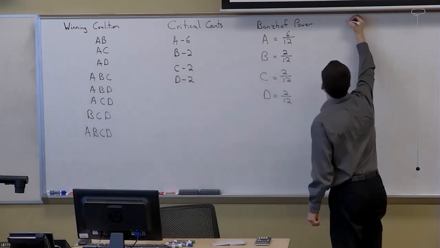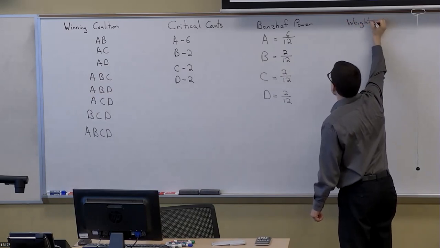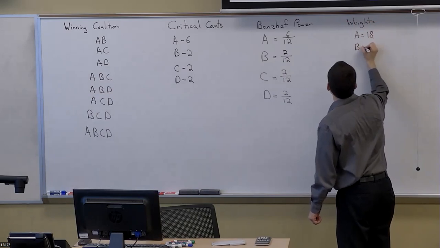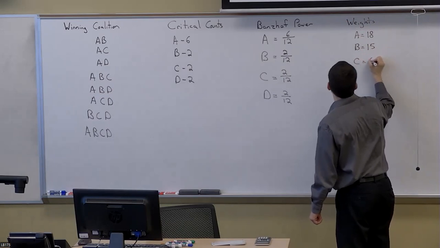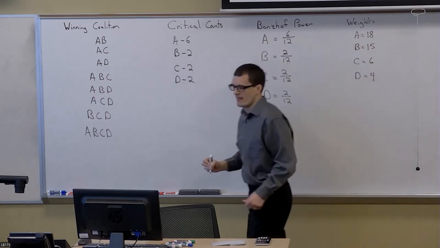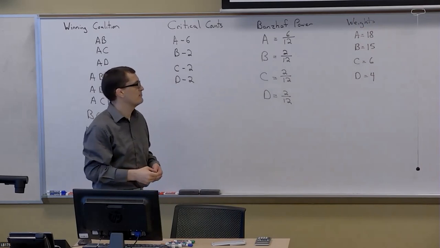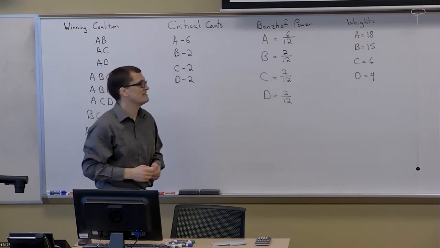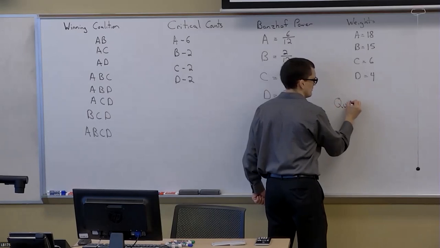Now, by the way, that's kind of surprising because if you go back to the weights, A had a weight of 18, B had a weight of 15, C had a weight of 6, and D had a weight of 4. So by just looking at the weights, you would have probably guessed that B and A had similar power. But that is not true when the quota was 22.